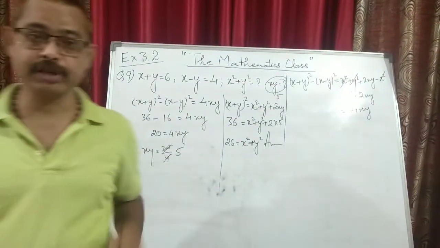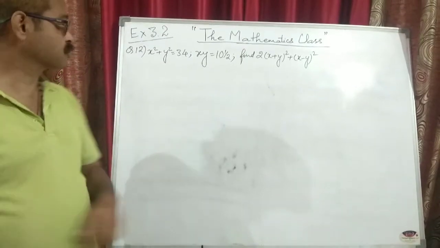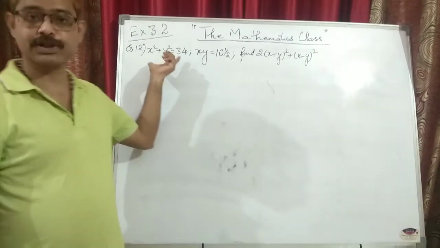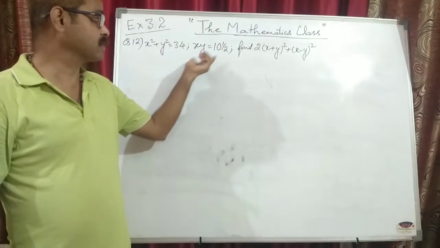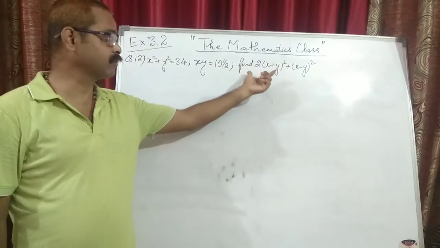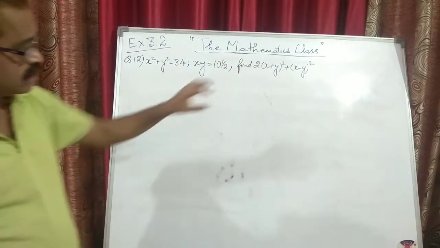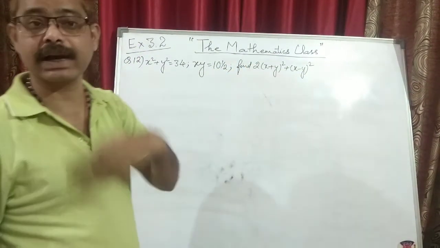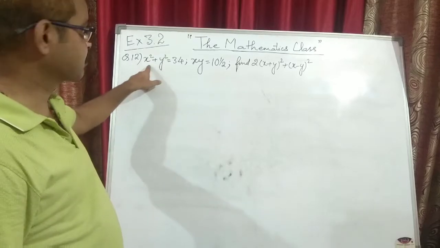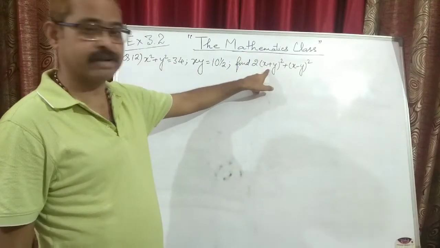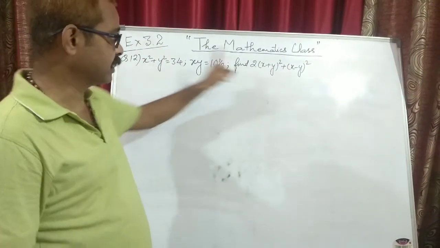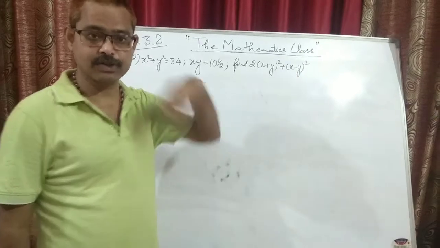Now we move on to question number 12. Now this question number 12, it is given that x square plus y square is equal to 34, xy is equal to 10 whole 1 upon 2. You have to find the value of 2 times of x plus y whole square plus x minus y whole square. So first of all, we need to find out what exactly is required. Because x plus y is required, here x plus y is not given. X minus y is required, that is also not given.